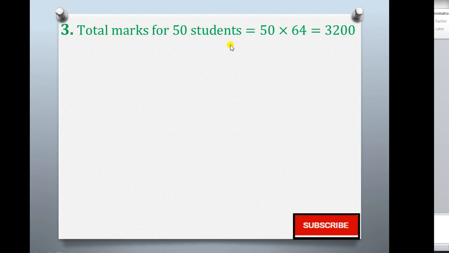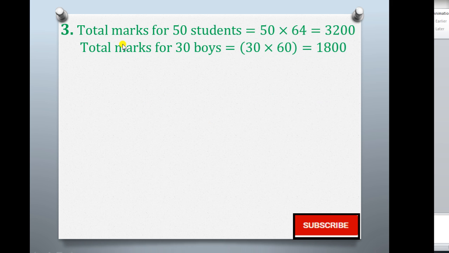Now, remember they told us that the mean mark for the entire class was 64 marks. What does it mean? It means the total marks for the 50 students will be 50 times the mean mark, which is 64. And that gives us 3,200 marks. Then on top of that, we can now talk about the total marks for the 30 boys. Remember, they also gave you the average mark for the boys. And so we are getting the average, which was 60 for the boys, times the 30. And that gives you 1,800.